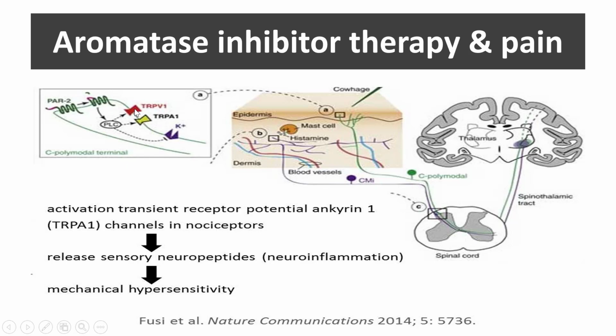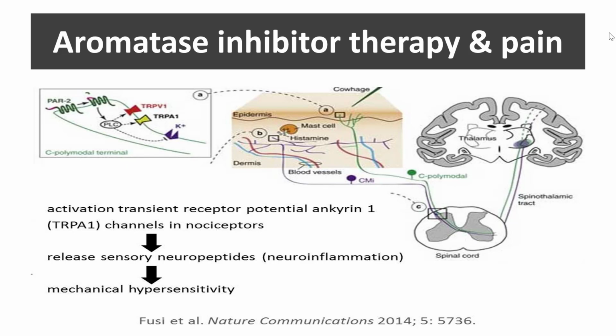The transient receptor potential ankyrin type 1 channels in the nociceptors are activated due to aromatase inhibitor therapy, and this activation of this ion channel then triggers the release of sensory neuropeptides, creating some type of low-grade local neuroinflammatory response, creating generalized but peripheral sensitization. So the peripheral nerve endings of these C fibers actually become sensitized, creating musculoskeletal pain that cannot be explained by any other reason.